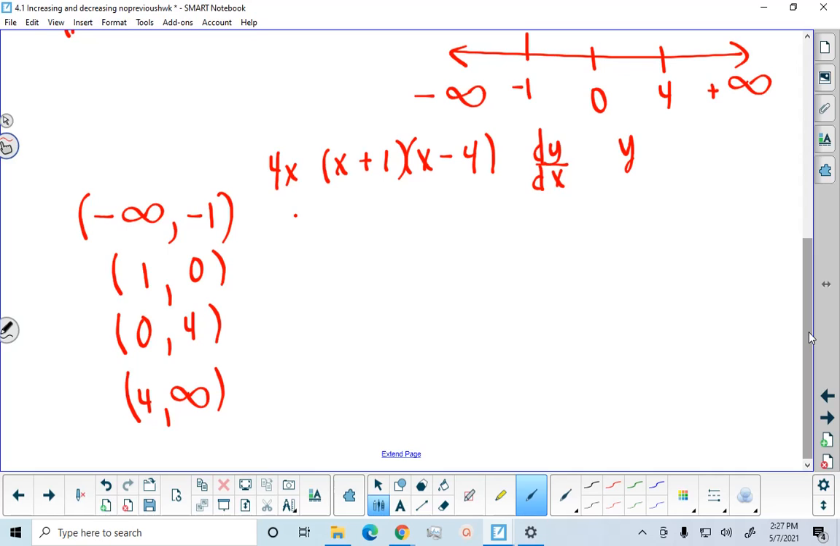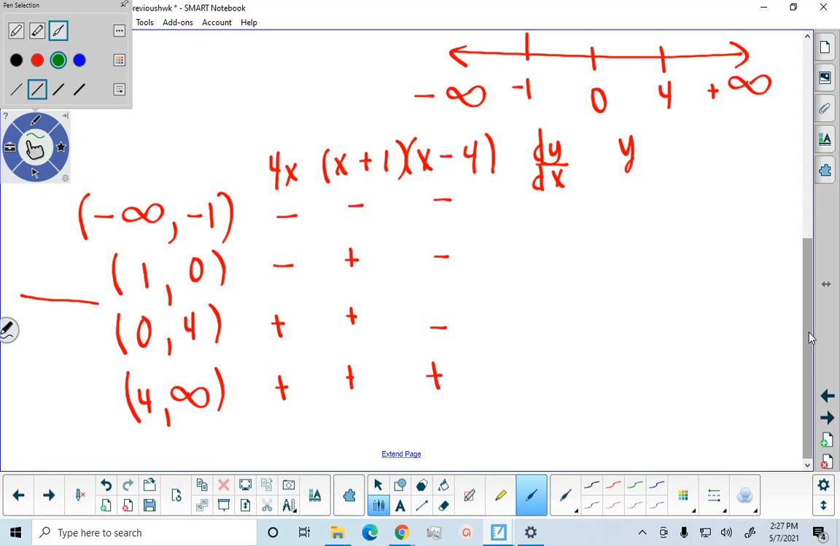So 4x is negative, negative, and then as soon as it passes 0, which is the 0 of 4x, it switches to positive. Negative, negative, whoops, negative, positive, positive, positive. The x plus 1 will switch to positive as soon as it passes negative 1. The x minus 4 stays negative until it passes x equals 4. So what is it we get for the product of these?